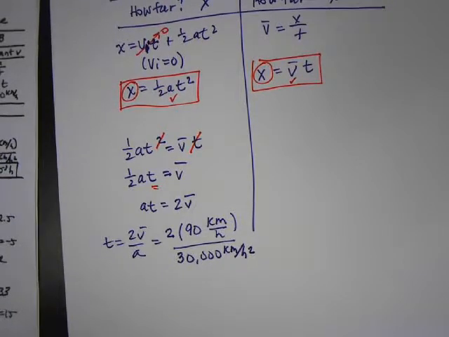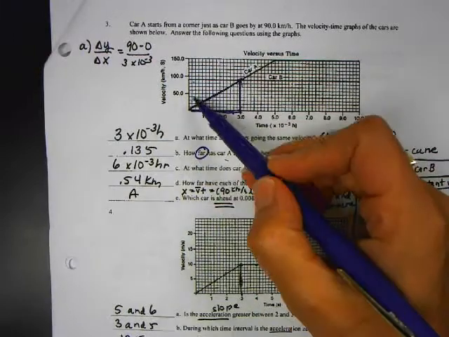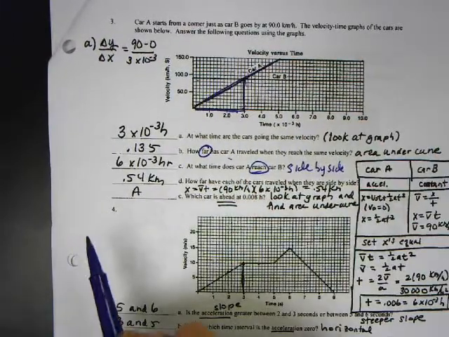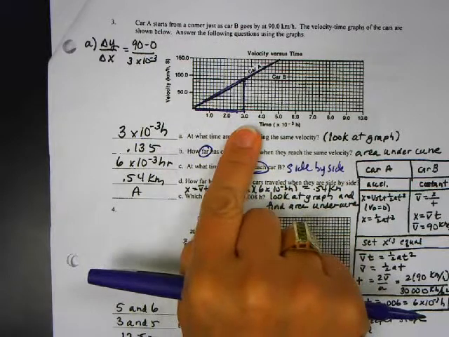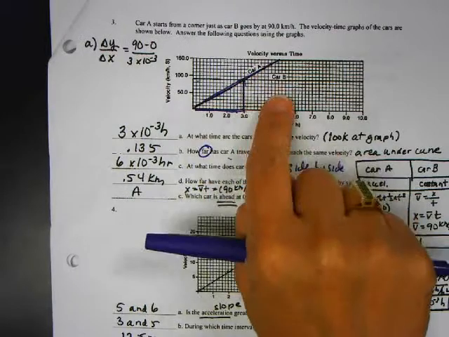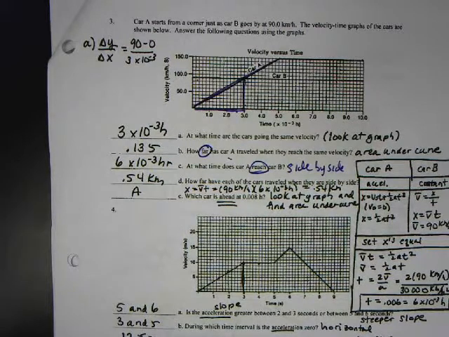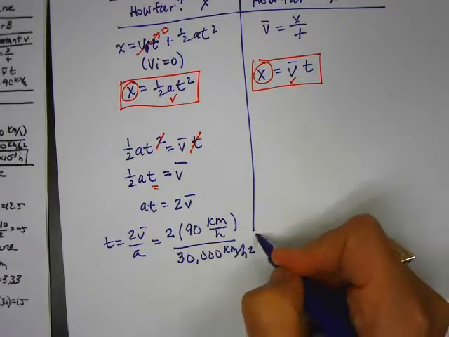Now, how did I know what the acceleration was? Well, to find the acceleration, how would you find the acceleration? Here's my graph. So for car A, the acceleration is going to be the slope of this line. Because remember, on a velocity versus time graph, the slope is the acceleration. So I would do delta y over delta x for this one. And once I found the acceleration, that it was 30,000, then I would substitute that in here.